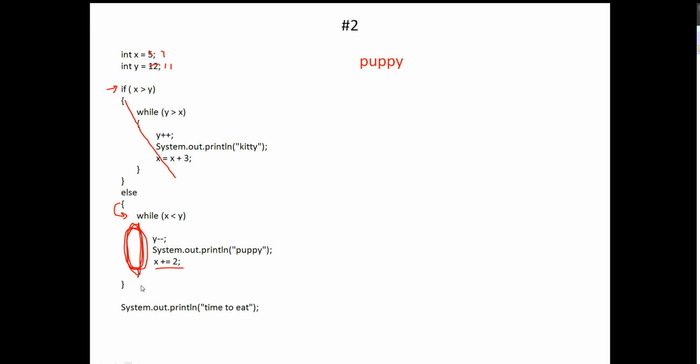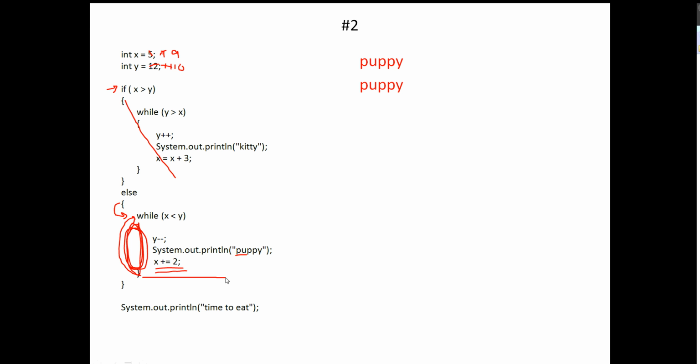Okay, we're done with the loop, so we go back to while, because that's what ends the loop. So 7 is still less than 11. We decrement y, so that becomes 10. Then we print puppy again. Then we add 2 to x and assign it to x, and so 7 plus 2 is 9. And so we're done with this.